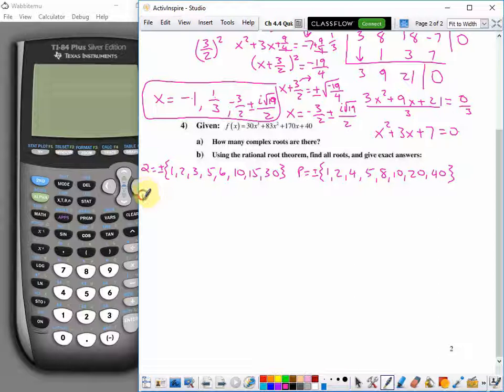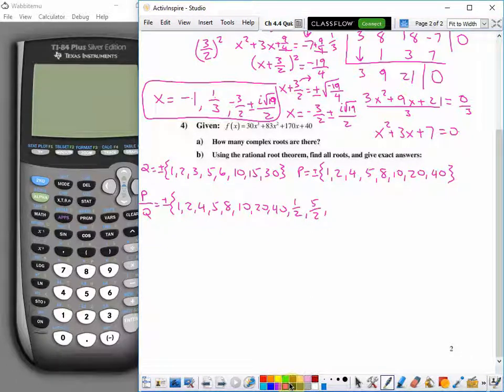Okay, so P over Q, this is going to be a pretty long list. Plus or minus everything over 1. So all the P's over 1: 1, 2, 4, 5, 8, 10, 20, 40. All the P's over 2: 1/2. 2 over 2 is 1. 4 over 2 is 2. We don't have 5 over 2. 8 over 2 is 4. 10 over 2 is 5. 20 over 2 is 10. And 40 over 2 is 20.